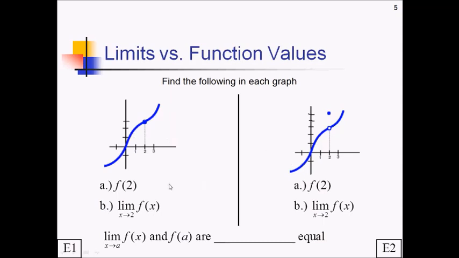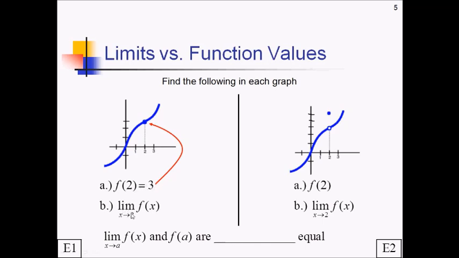So, pause the video, and using the concept of a limit and what you know about functions, see if you can find f of 2 and the limit as x approaches 2 of the function represented in this graph. All right, let's see how that worked out. So f of 2, we just have to go to the x value 2 and look up the y value there, and that's going to be 3. That's just a normal function evaluation.